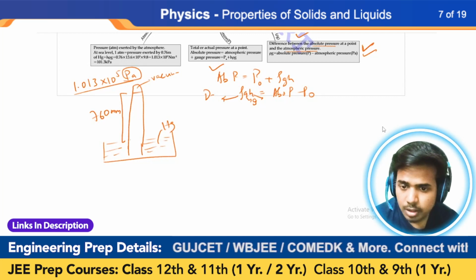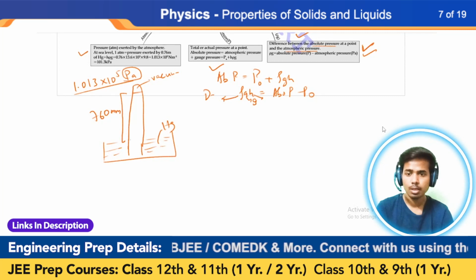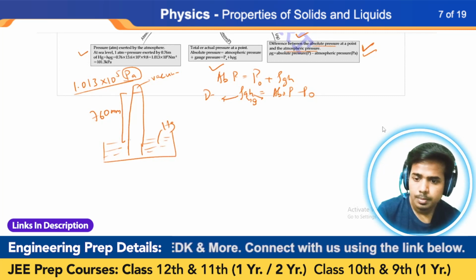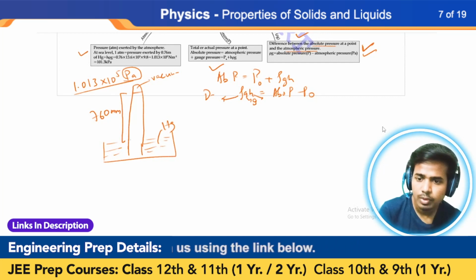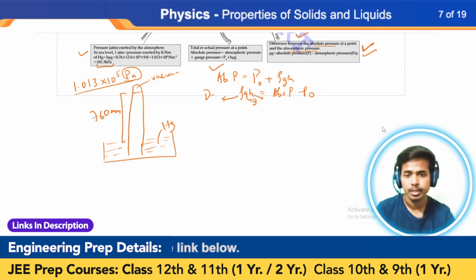where Pascal is the SI unit of pressure, force divided by area. So I think this is the part which has been given in your notes. This is the same as 101.3 kilopascal. Anyway, it doesn't matter.